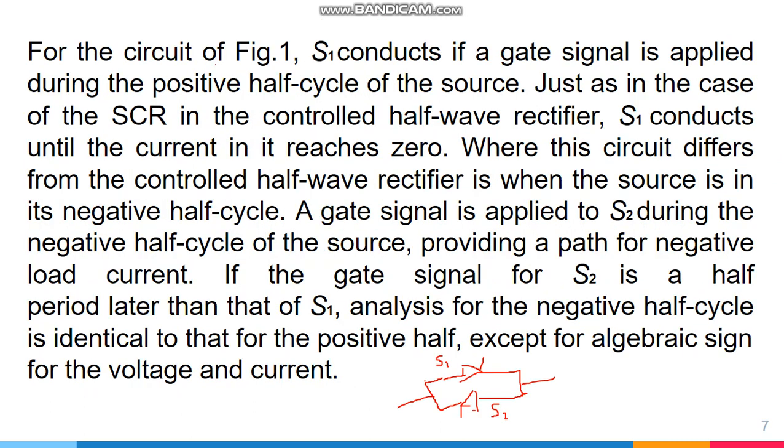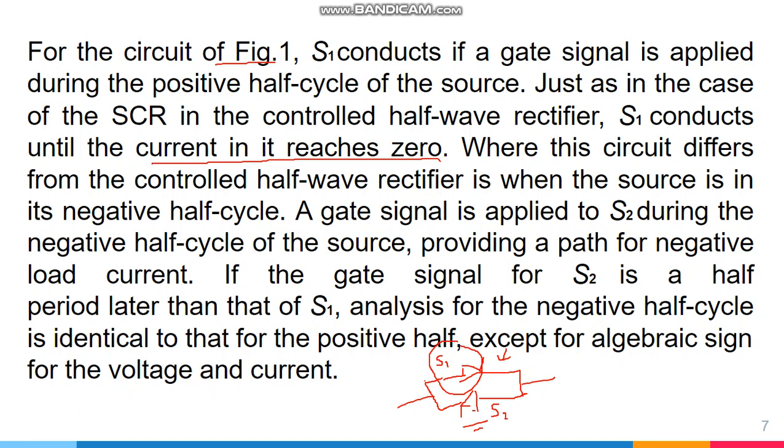For the circuit shown in figure 1, S1 conducts if a gate signal is applied during the positive half cycle of the source. This is my S1, it is conducting in the positive half, and this is S2, it is conducting in the negative half. Just as in the case of the SCR in the controlled half wave rectification, S1 conducts until the current in it reaches 0. So when the current in this switch reaches 0, in that case this switch S1 will be in reverse bias condition, or it will turn off.